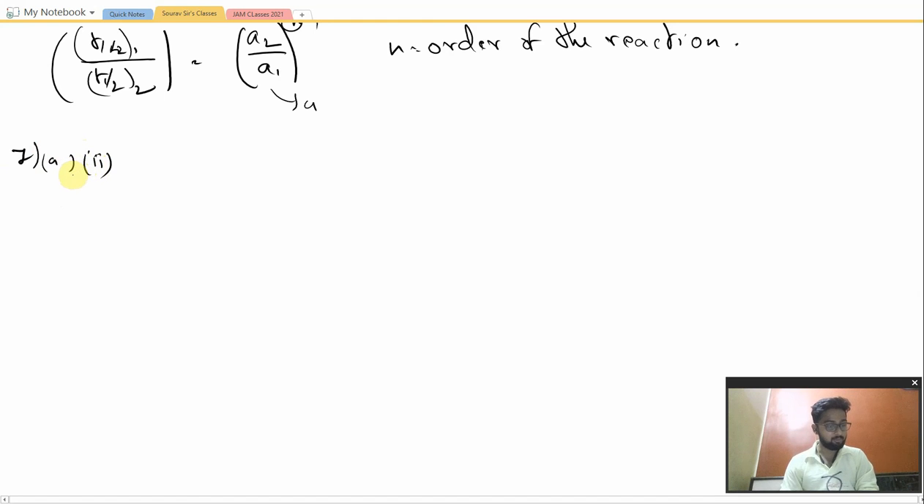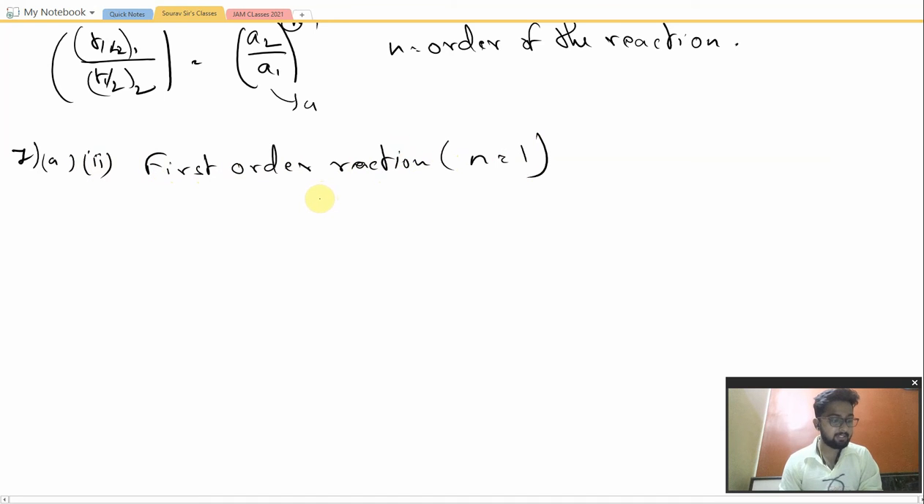The question says: show that for a first order reaction, so n is equal to 1, the time required for 99.9% completion is almost 10 times more than 50% completion. So for 50% completion, that is the t half. Let us derive firstly the t half value, how it is derived, and then we will move on to the other part.